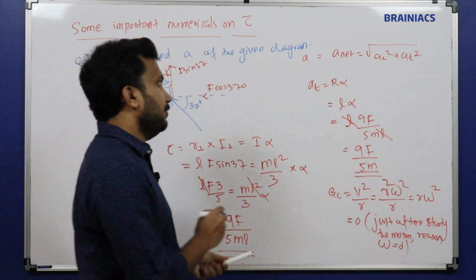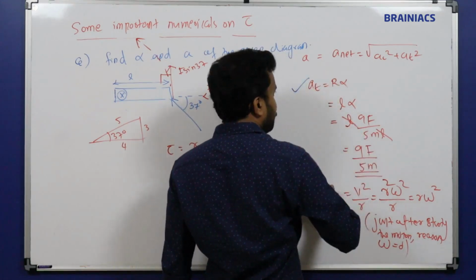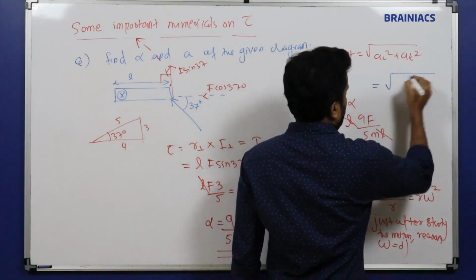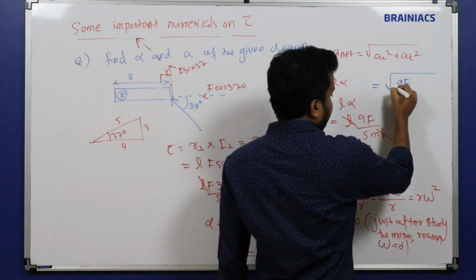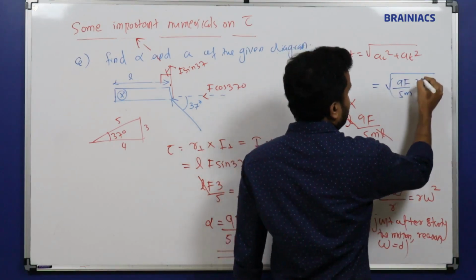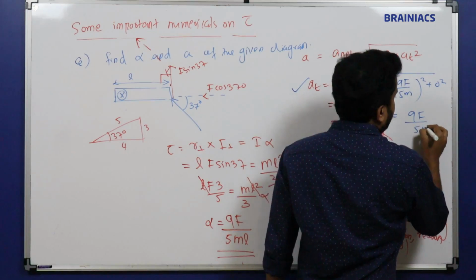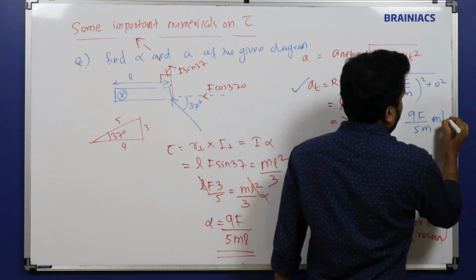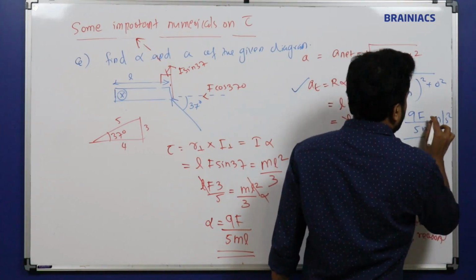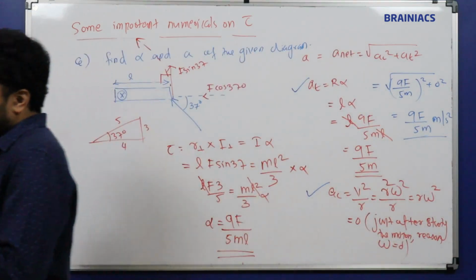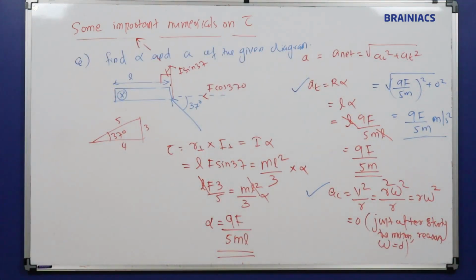Now what we'll do, we will use this one in the formula. We'll substitute 9F divided by 5m, the whole square, plus 0 square. The answer is 9F divided by 5m meter per second square. Very important.